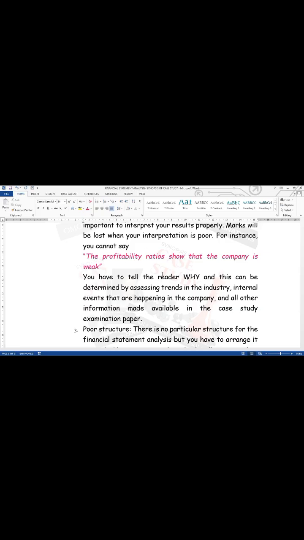Okay, is it gross profit margin? Is it that we're weak in terms of our direct costs? Is it net profit margin or operating profit margin? Is it that we're weak in terms of managing our overheads? Which area exactly? That's too broad.